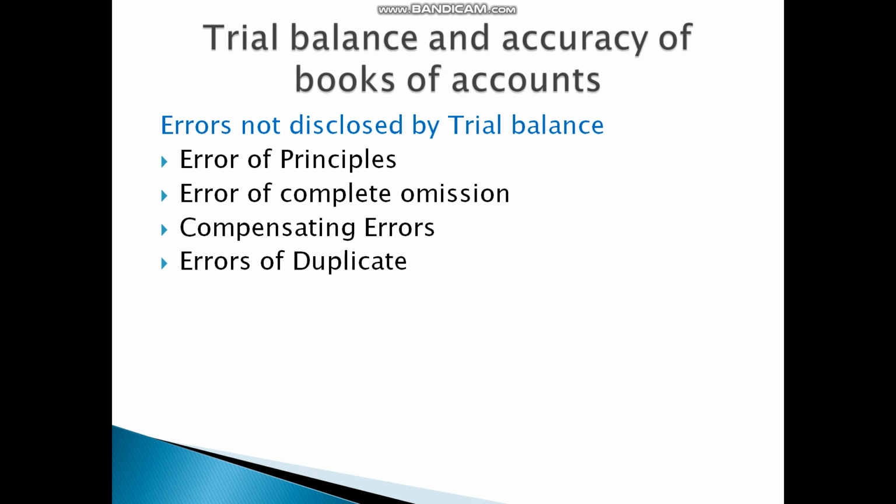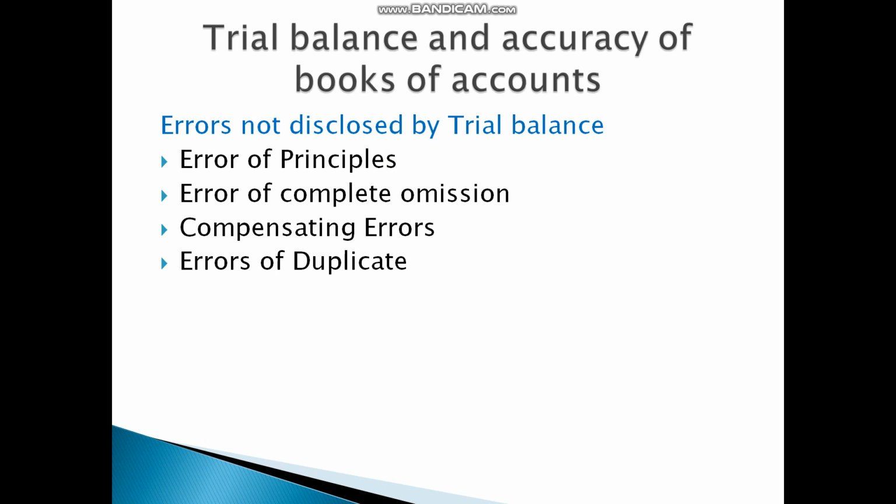While preparing the trial balance, we are able to find some of the errors. Sometimes we are not able to disclose some of the errors. These are the errors we cannot find out by preparing this statement of trial balance. What is the error? Error of principle. Error of principle means, for example, if I purchase machinery, the purchase of machinery is an asset, but sometimes it may be taken as an expense.